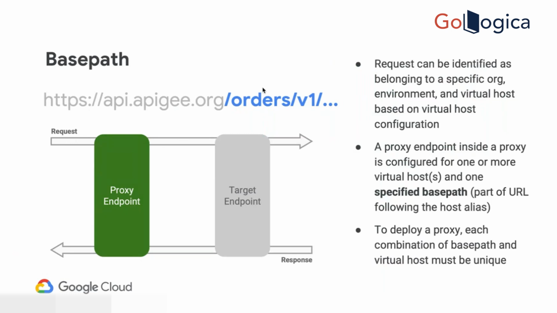For example, if you are creating an order proxy, then it will be order slash v1, or for customer, it will be customer slash v1, like this. Okay, so usually this base path is also provided in Apigee. In the proxy endpoint section, you provide the virtual host, and you also provide the base path.